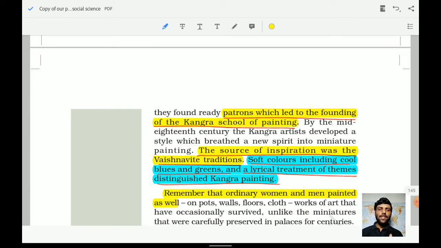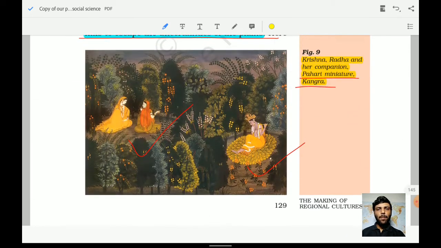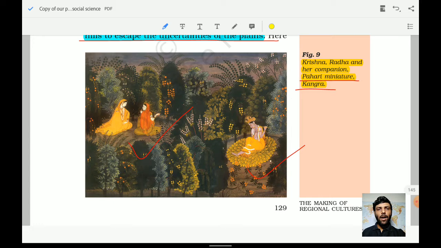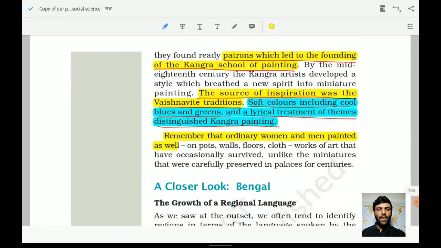So, soft colors, including blues and greens, and a lyrical treatment of themes: this is Kangra painting. So how is this particular school different from the Basohli school of art or from the Rajput school of art? Remember this. Okay, so there was a dominance of blue and green color. If you look at this particular image, you will understand how the green color and the blue color have been used. Okay, let us move ahead.